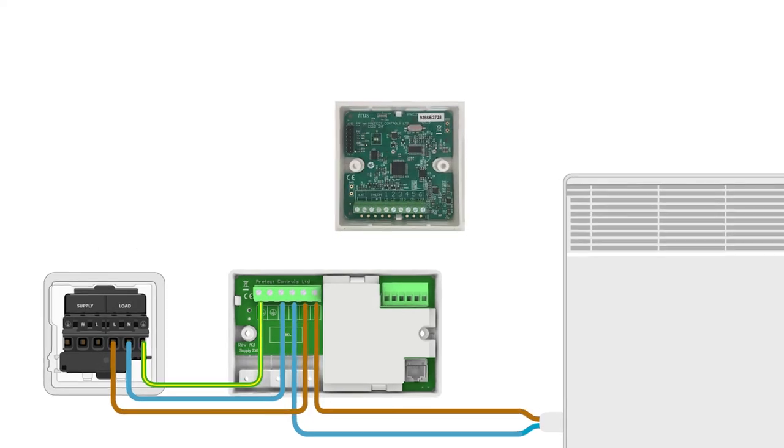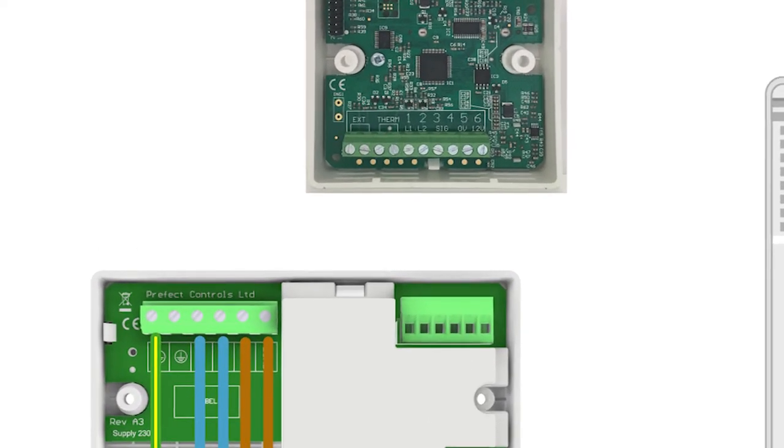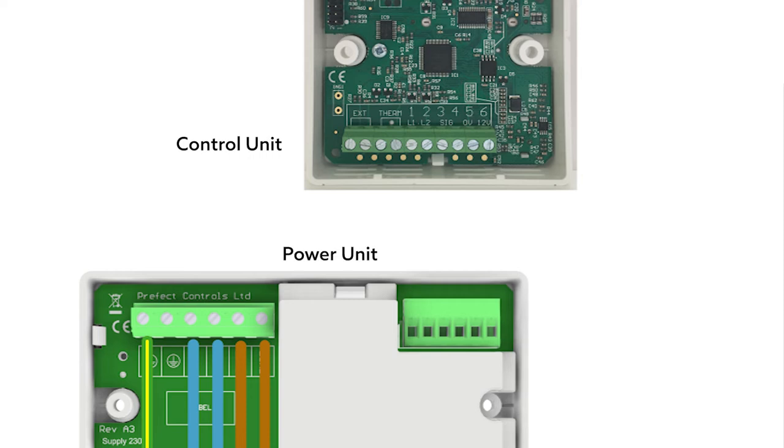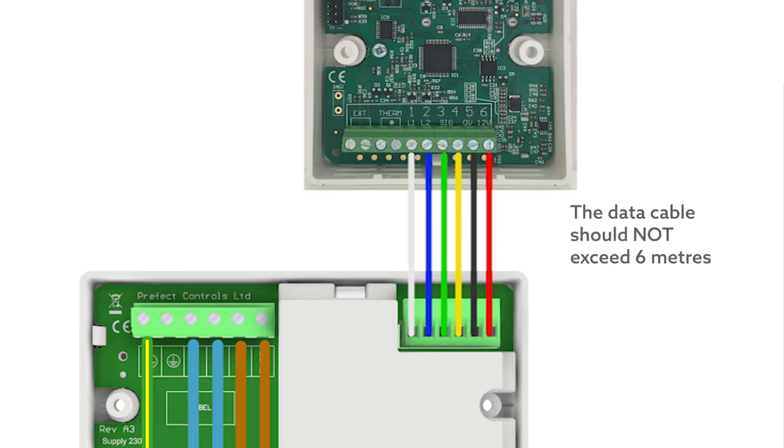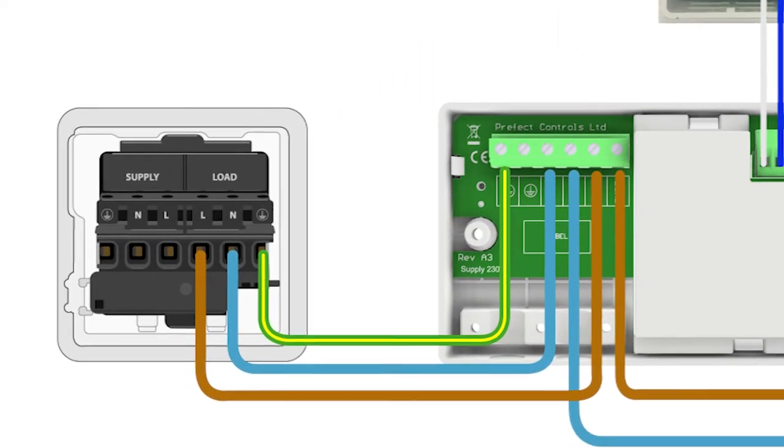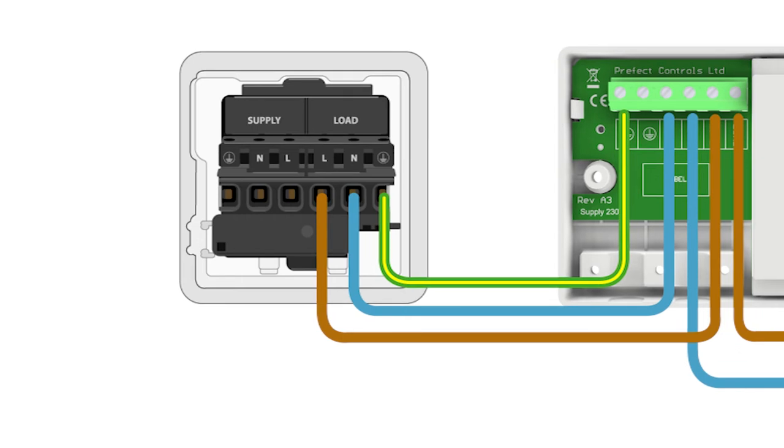Using a standard 6-core low voltage alarm cable, connect the control unit to the power unit, ensuring the coloured wires going to the terminals match. White wire from terminal 1 on the control unit to terminal 1 on the power unit. Blue terminal 2 to 2, green 3, yellow 4, black 5, and red 6. The length of the data cable should not exceed 6 metres. Do not use a solid core data cable. Ensure all terminals are secure, but do not over-tighten.